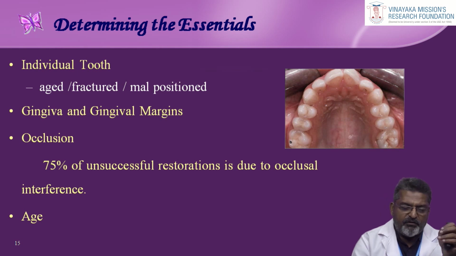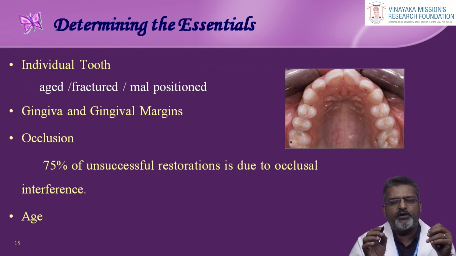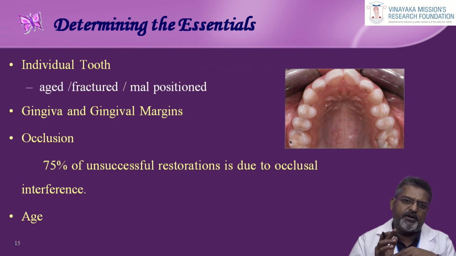So you have to evaluate, because 75% of unsuccessful restorations are due to occlusal interferences. If you have occlusal interferences, certainly however much work you have done in your laboratory or however much aesthetic work you have done for the patient is going to be on the wane. It is going to go for failure, it will chip out, and again you have to do all this work again, which is going to be a waste of time, waste of money, and everything is going to be wasted. So that is a very important thing.